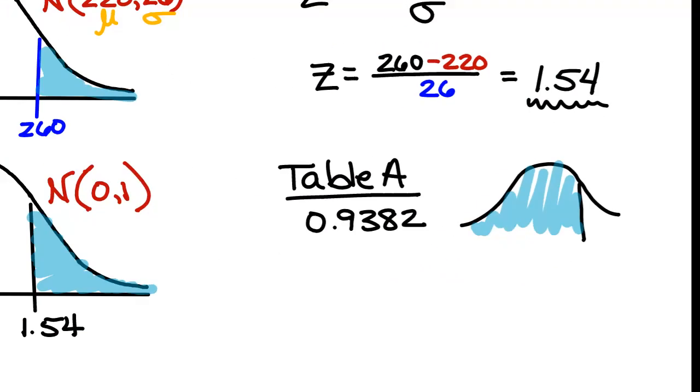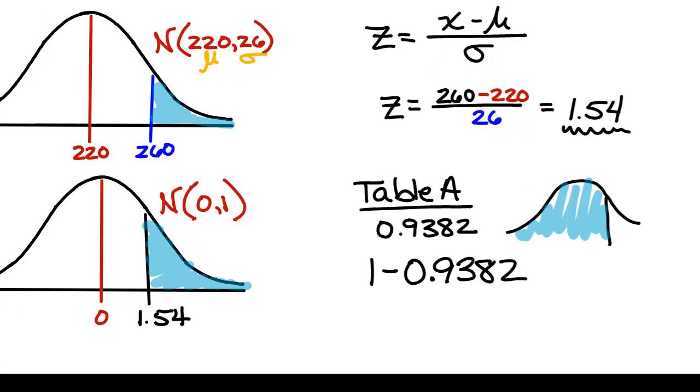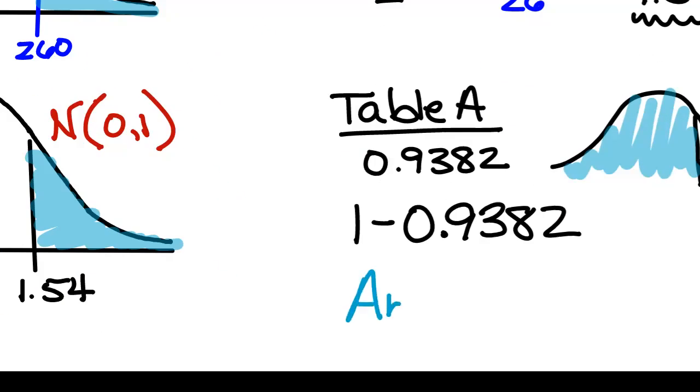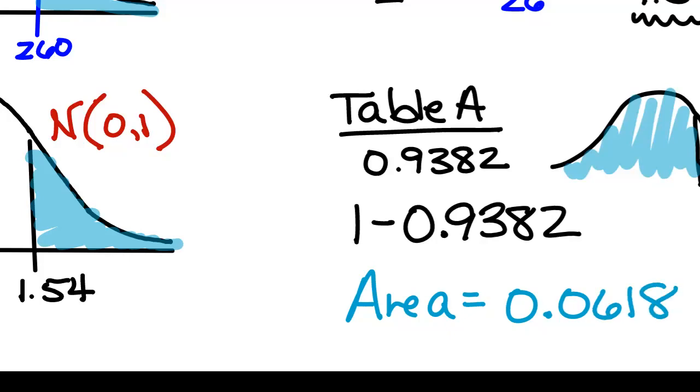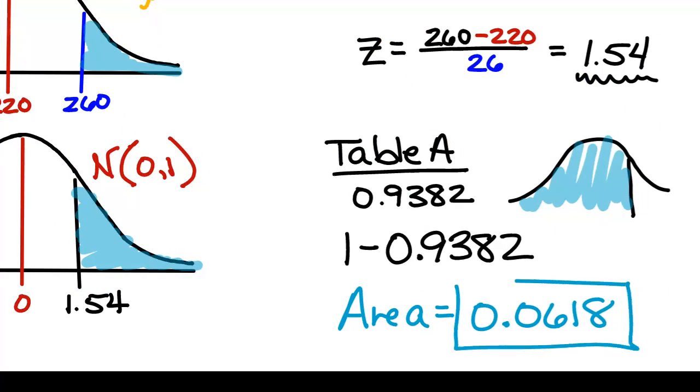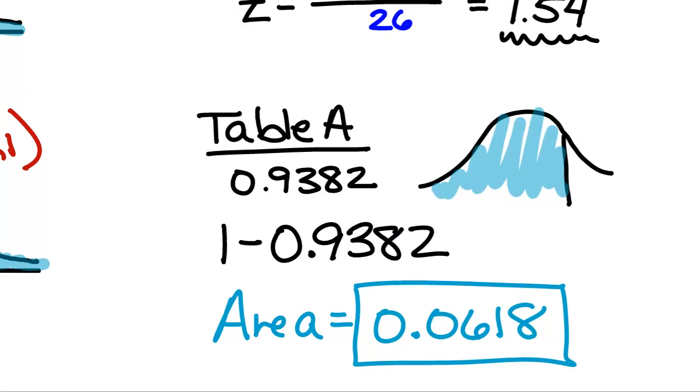So I'm going to do 1 minus 0.9382. And that means we get what? 0.0618, right? That is the proportion. So that would be 6.18% if I wanted to write it as a percentage.